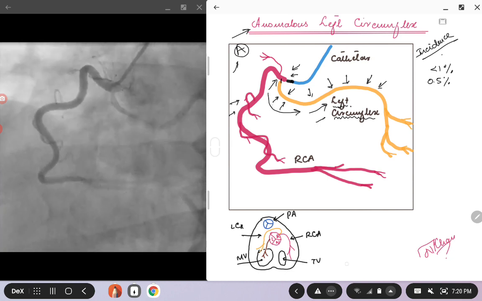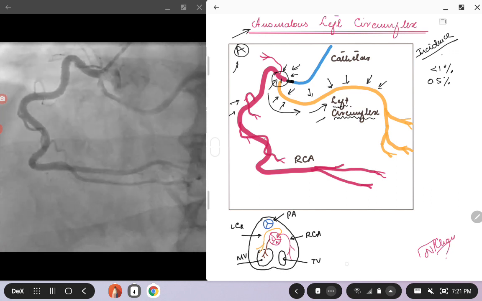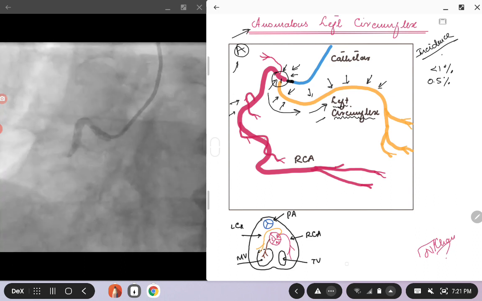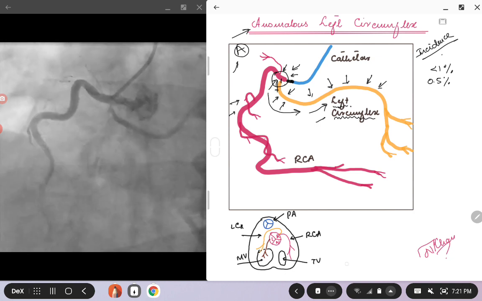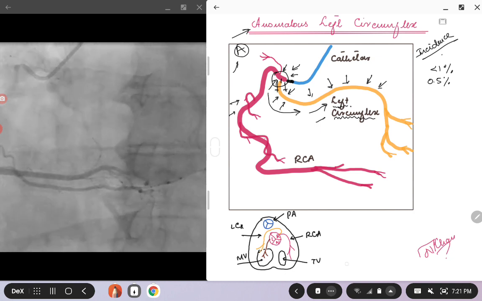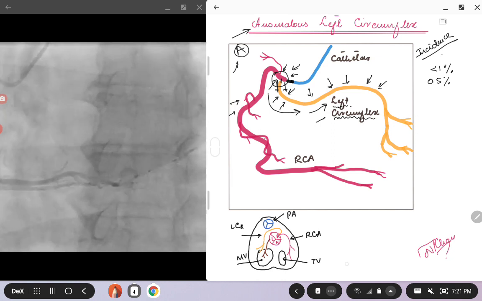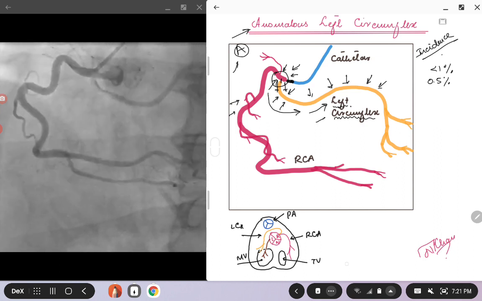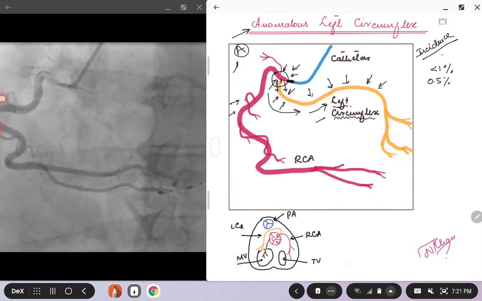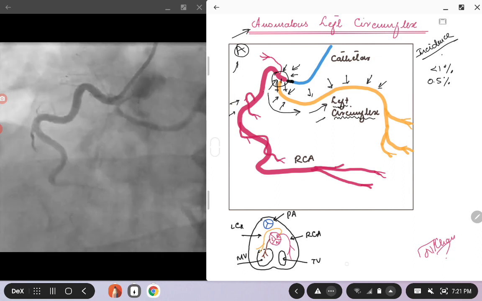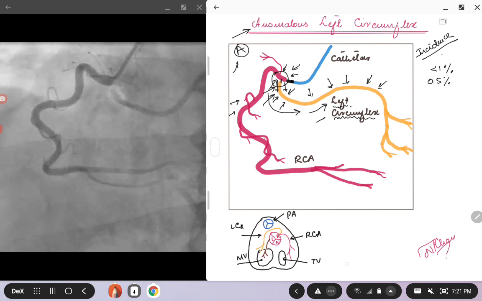Most of the time, if that left circumflex is coming off from the right coronary artery, as in this case, the takeoff will be a little different, maybe more vertical, so it becomes a little more challenging to selectively engage the left circumflex. You might have to try different catheters and might get lucky to selectively engage that anomalous left circumflex, but we don't have any catheters that will selectively engage this anomalous takeoff of the left circumflex.